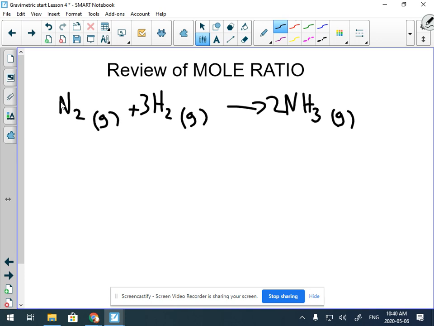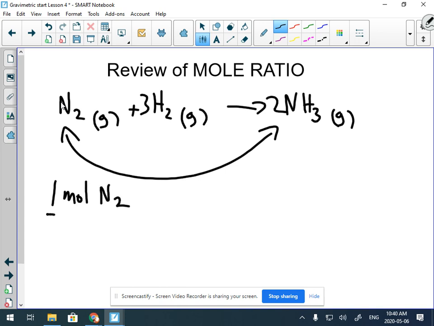So if I was comparing nitrogen to ammonia, those two entities, the ratio between the two is 1 mole of nitrogen and 2 moles of ammonia. That's the mole ratio. Now, we're going to be writing the ratio as a fraction, but you could also say, you have 1 nitrogen for every 2 ammonia. That's basically what that means. That's what mole ratio is.